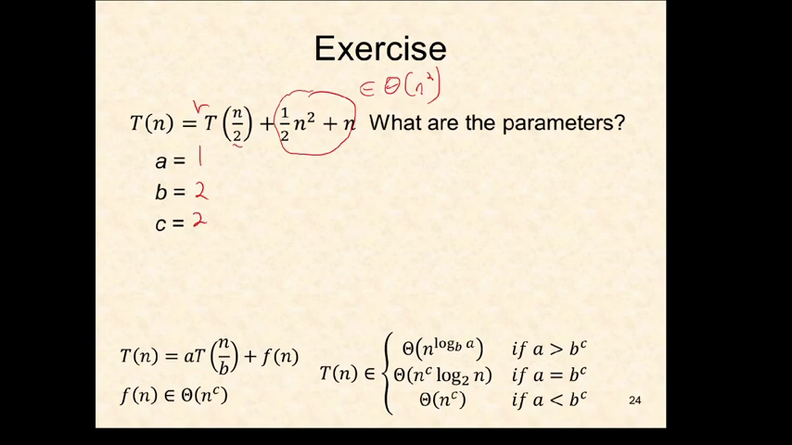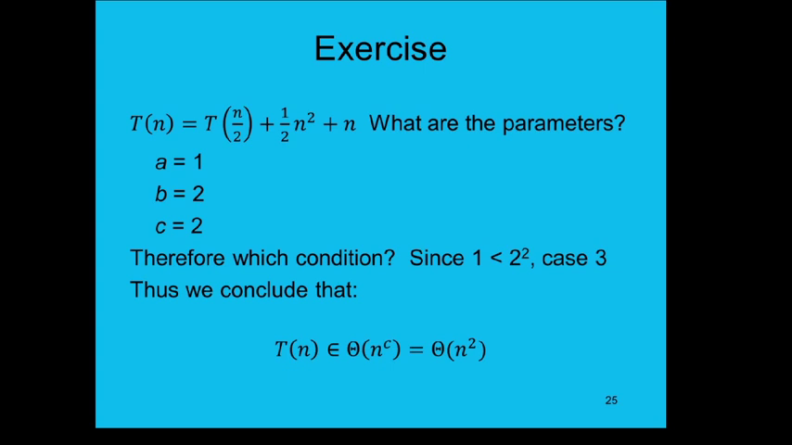So here we've got our a, b, c. We say, how is a related to b to the c power? We've got 1 is less than 2 squared. That means we've got to be in this case. And if we're in that case, it's just big theta of n to the c power, which c is 2. Big theta of n squared. So there we go, we got that one right.